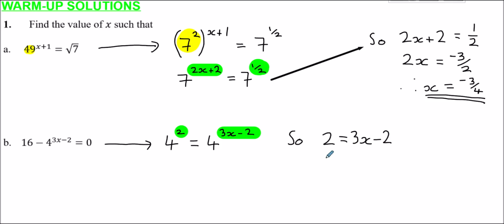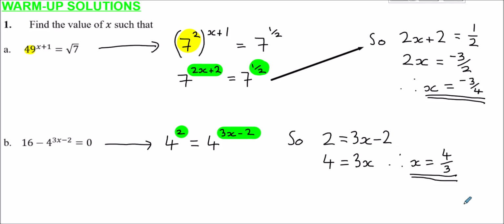Add 2 to both sides. 4 equals 3x. Then divide by 3. x is going to be 4/3. And again, you can try this on a calculator by subbing in x equals 4/3 into this expression for the power.